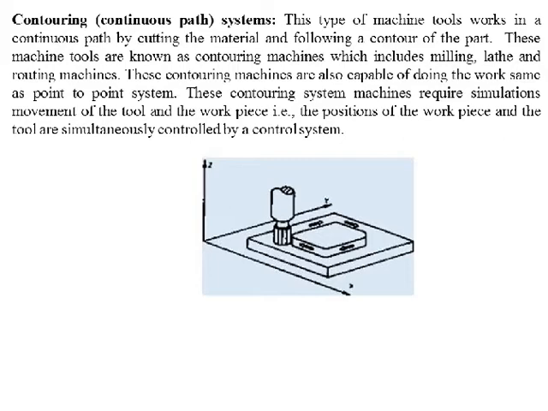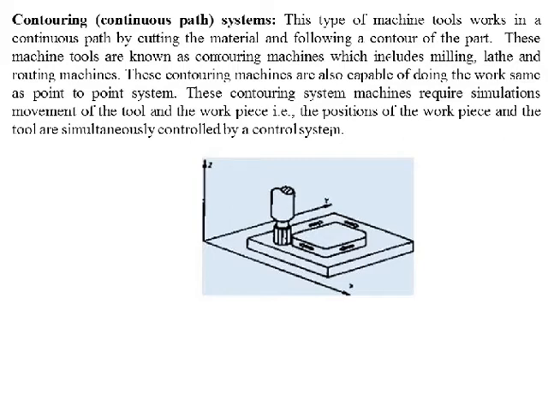As we discussed just now, a point-to-point system is one wherein the tool will be moving from one point to another point, and in a contouring system the tool and the work are moving completely or simultaneously, so that operations such as milling or lathe and routing machines will be using such a type of system.